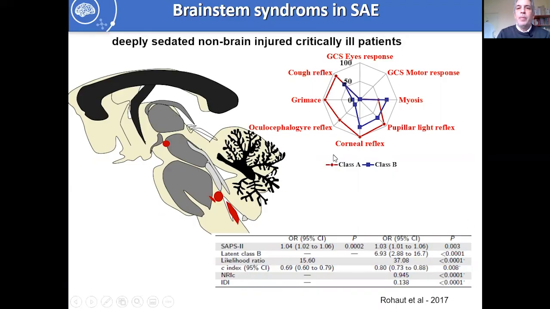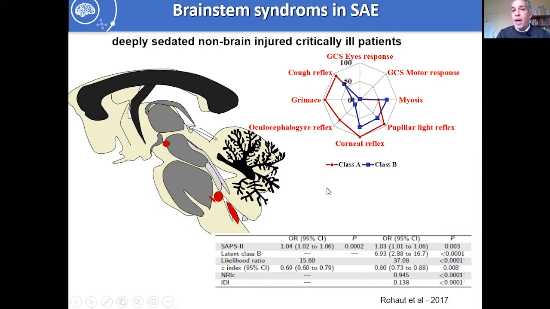The second pattern is characterized by a heterogeneous abolition of the brainstem reflexes. It is in blue in this graph, and as you can see, the grimace and the oculocephalic reflex can be abolished, while the corneal, the pupillary light reflex, and the cough reflexes are present.